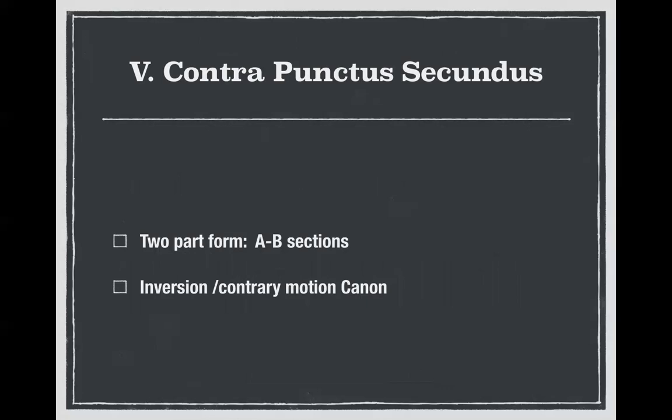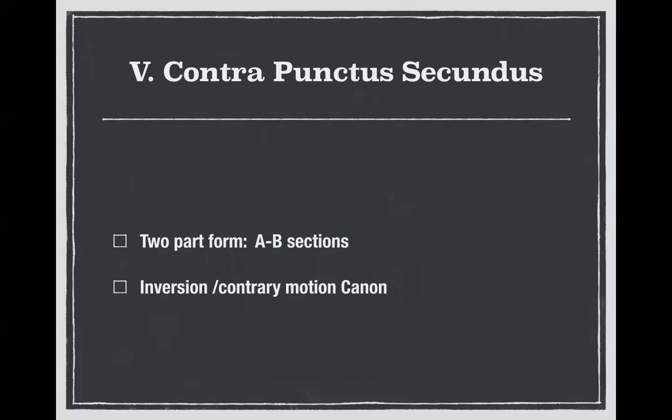Now, we're talking about a two-part form in the secundus, which is an A-B section. He utilizes pretty simplistic forms throughout the 11 pieces here, and the secundus in particular is in an A-B section format.